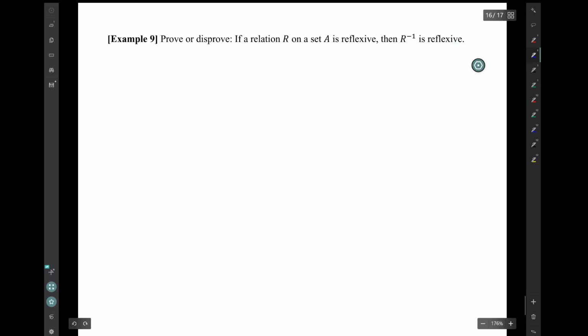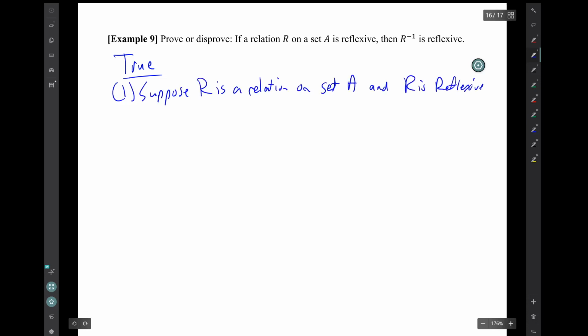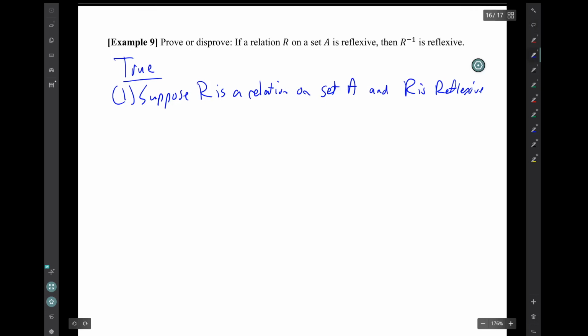Well, this is actually true. We'll prove this using a direct proof. So we have no choice about how this has to start. We start by introducing a generic particular element that satisfies the hypotheses. And then we also have no choice about how this proof has to end. It has to end with that statement.